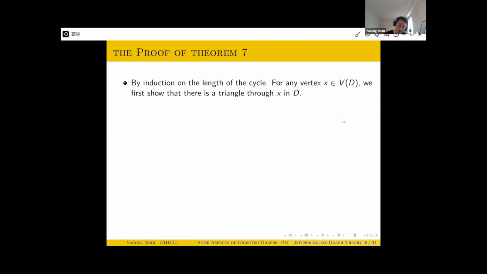I'll prove this theorem by induction. So the first step is that I'll show you that for every vertex X, there is a triangle through X in D. So take any vertex X here and let N plus of X be its out-neighborhood, and N minus of X be its in-neighborhood. Because this digraph is strong, clearly these two sets are both non-empty. And because we are talking about a tournament here, these are all the vertices in the graph.